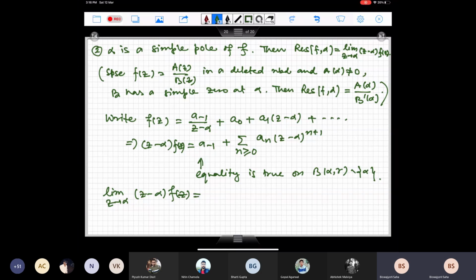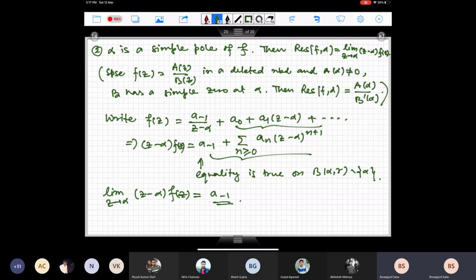So this limit is, by this equality, a power series expression which has the same radius of convergence as the original power series. So there is absolutely no difference in radius of convergence. If I take the limit as z tends to alpha, since this is a power series, a holomorphic function, it is the same as evaluating this power series at z equal to alpha. So this is going to give you only a minus 1.